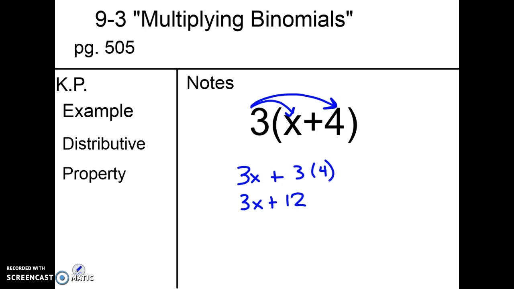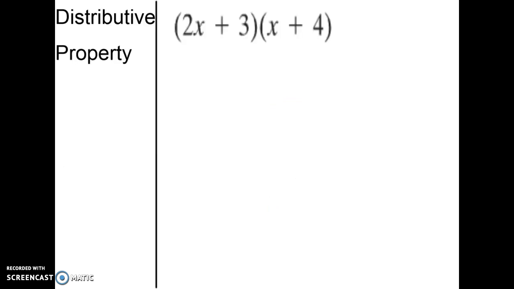plus 12. This is just a short review of the distributive property, because we're going to take this idea and use it in our first technique on how to multiply binomials. So really this is just multiplying a constant by a binomial, but now we're going to multiply two binomials together. So here in this case we have 2x plus 3 times x plus 4.